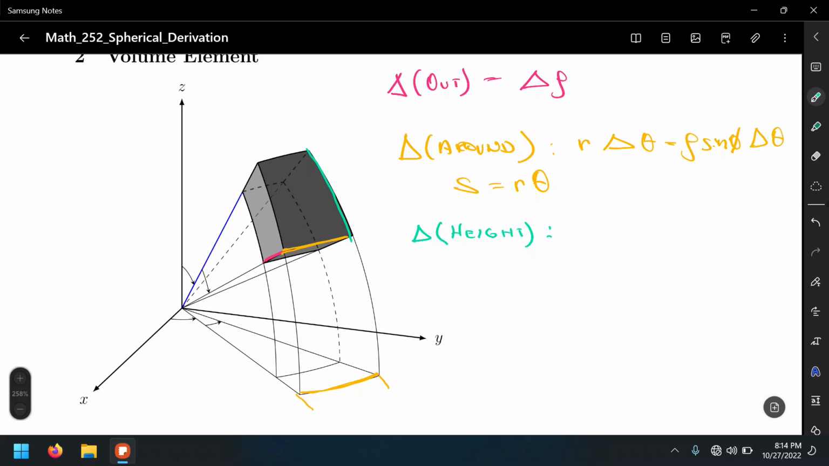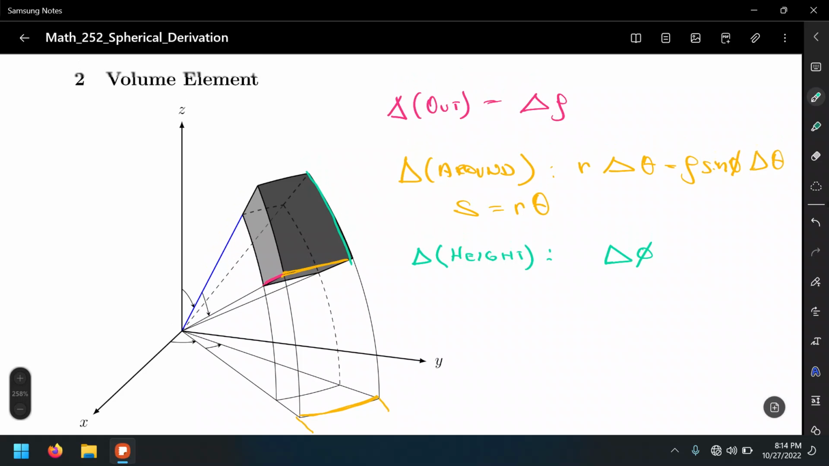In this case, which angle is changing? Phi. This one involves a delta phi, not a delta theta. The delta theta was for the delta around, not for the delta height, all right?